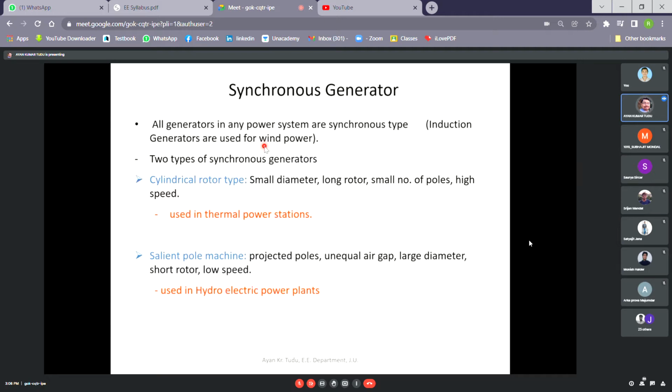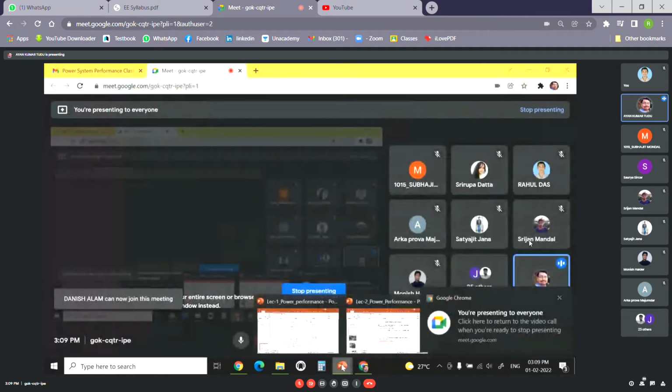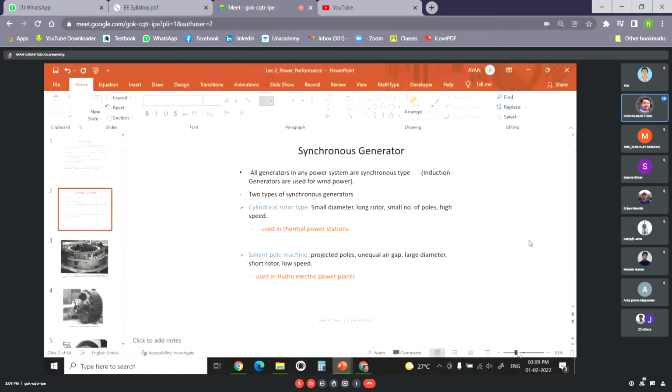So there are two types of synchronous generators: the cylindrical rotor type. What are the characteristics of a cylindrical rotor type synchronous generator? It has a small diameter, long rotor, small number of poles, and it is a very high speed type of synchronous generator. Because of its small diameter and high speed, this is used in our thermal power stations. And the other type is known as the salient pole type, or salient pole synchronous generators.